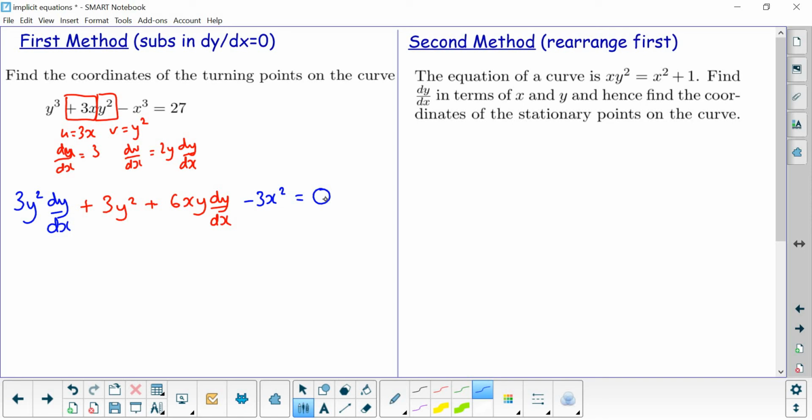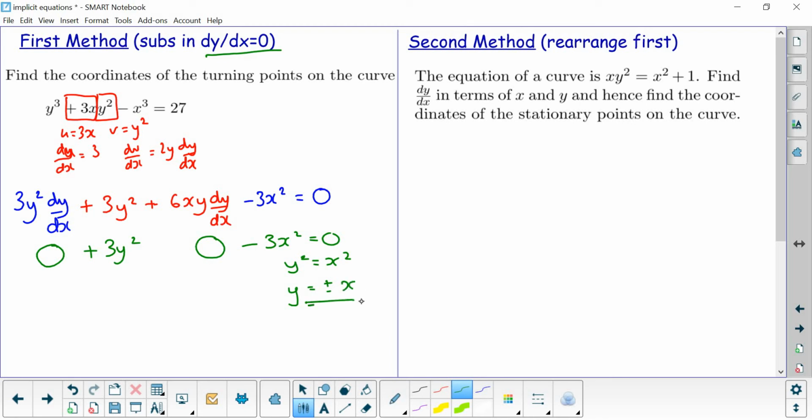So for this method, we are straight away going to substitute in dy by dx is 0. So we've got 0 and then a 0 here. So in between, we've got plus 3y squared minus 3x squared is 0. So that would give us y squared is x squared. Or we could write that as y is plus or minus x.